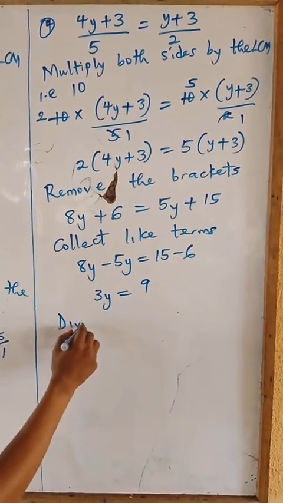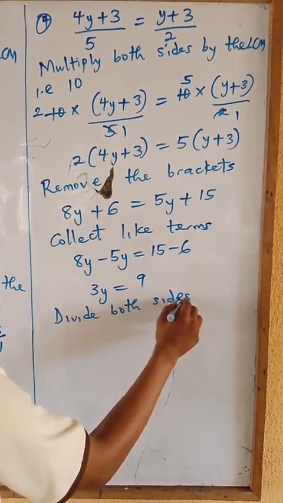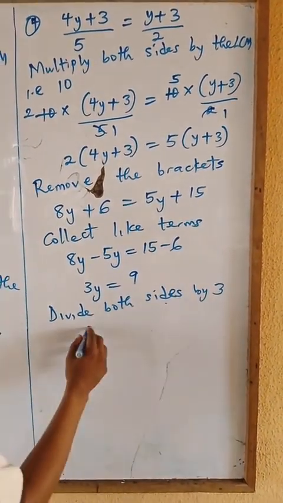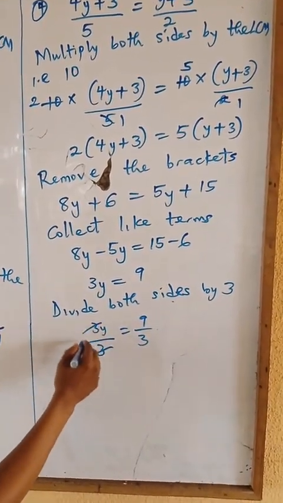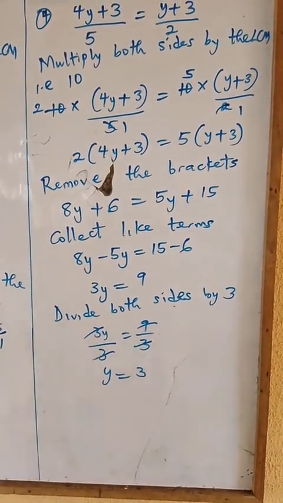Then we are going to divide both sides by 3, which is the coefficient of y. So we are going to have 3y over 3 is equals to 9 over 3. Then y will be equals to 3.